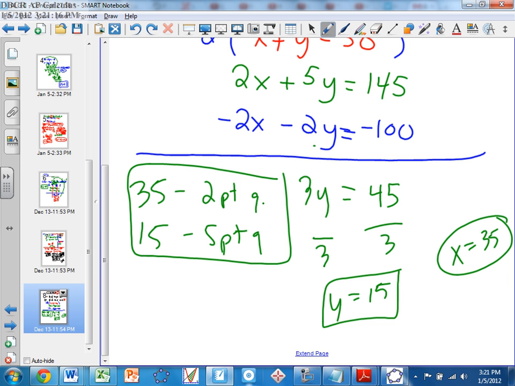Now, had we chosen to get rid of the y instead, if we had chosen a -5, it would have done pretty much the same thing. We would have gotten x first, x equals 35, and then we plug that back in to get y. So it doesn't matter which way we choose to do this. But again, the idea is so you can cancel. You want to have opposite coefficients. That's the whole goal today. Get opposite coefficients, and you're good to go from there.